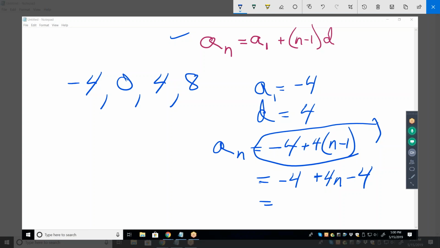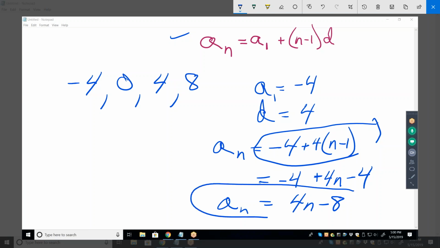a sub n equals -8 plus 4n. Yeah, and I believe that they usually write it like that. They put the n first. When you have a variable, that's usually what you do. So here's my formula for this sequence only. And notice that, well, what should the fifth term be?